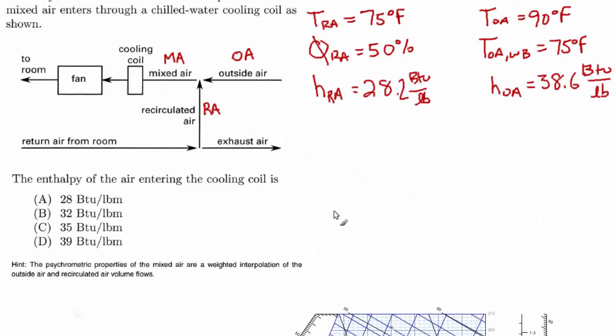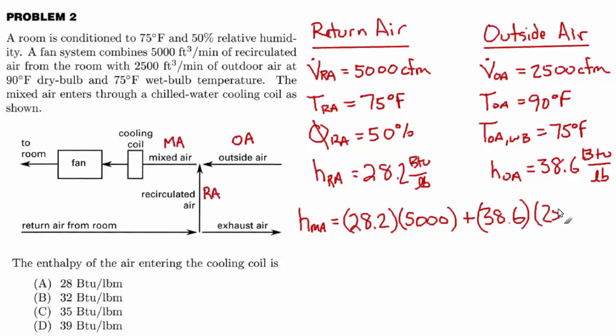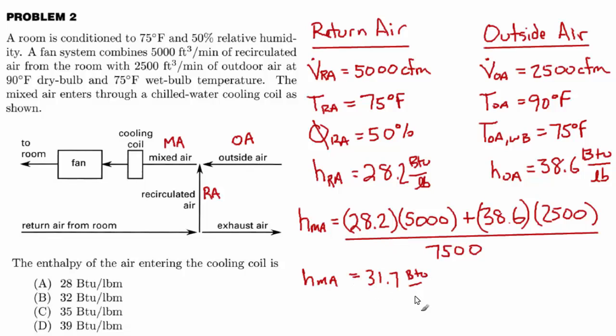So let's actually do the math behind that. We want a weighted average of these two. The mixed air enthalpy is going to be 28.2 times the CFM of 5,000, plus 38.6, which is the contribution from the outside air, times 2,500, divided by the total CFM, which is 7,500. If you plug all that into your calculator, you will get 31.7 BTU per pound. So we'll call that about 32, and that is answer B.